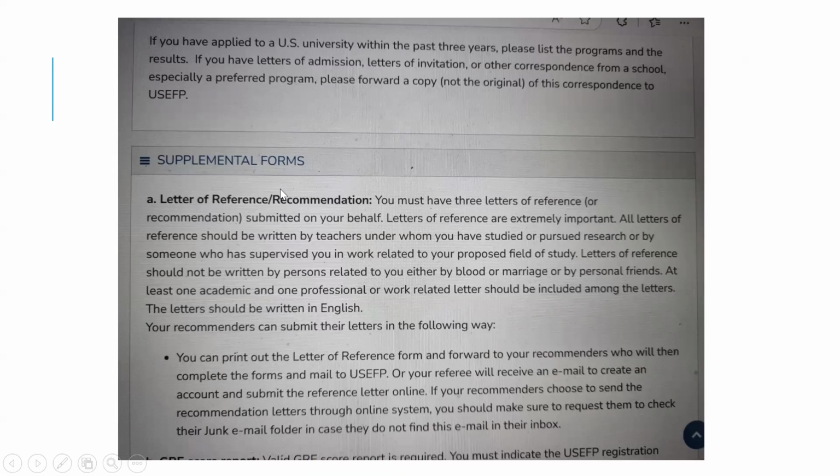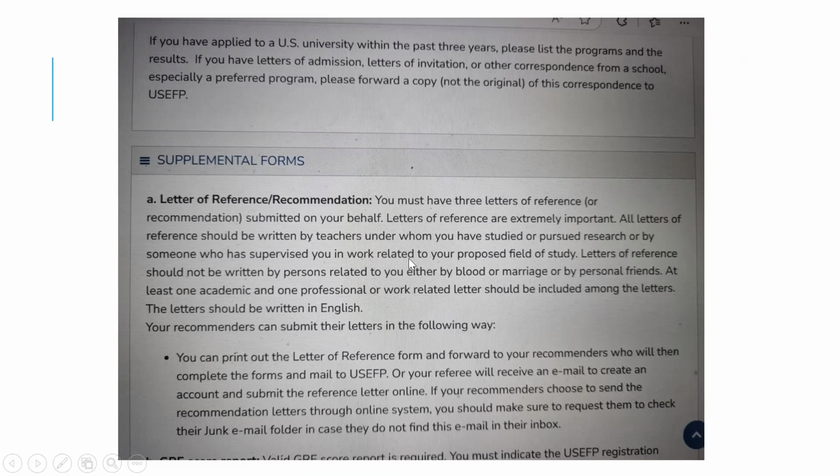So, supplemental forms. Letter of reference or recommendation. You must have three letters of reference or recommendation submitted on your behalf. Letters of reference are extremely important. All letters of reference should be written by teachers under whom you have studied or pursued research, or by someone who has supervised you in work related to your proposed field of study. Letters of reference should not be written by persons related to you either by blood or marriage or by personal friends. At least one academic and one professional or work related letter should be included among the letters.